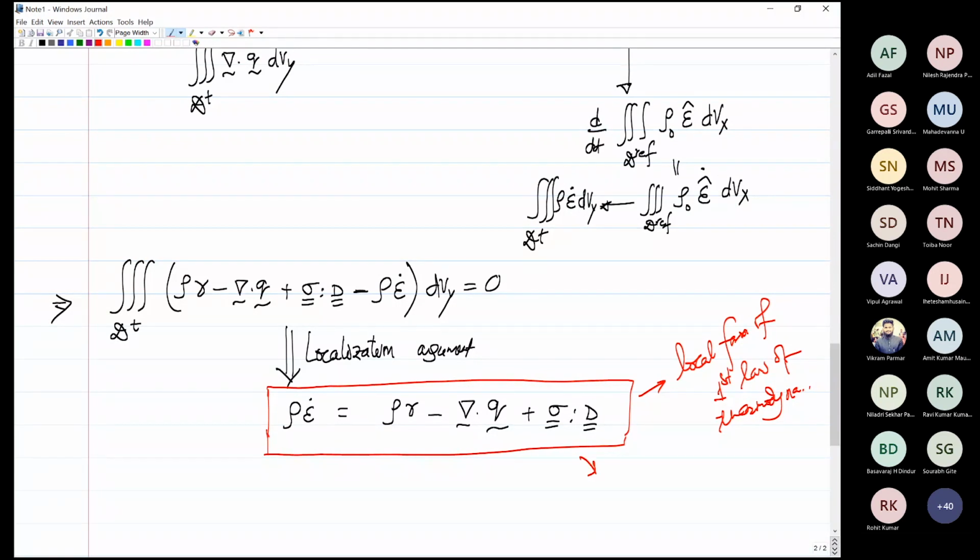Can you similarly think of the Lagrangian form? I don't want to do the whole thing again, but we have to again start from here.